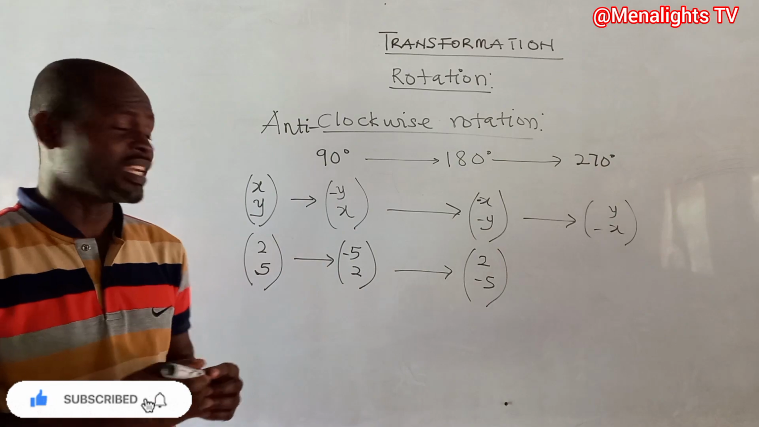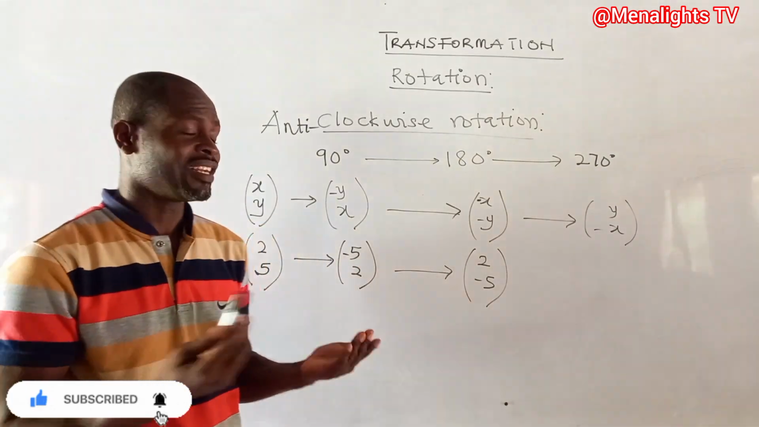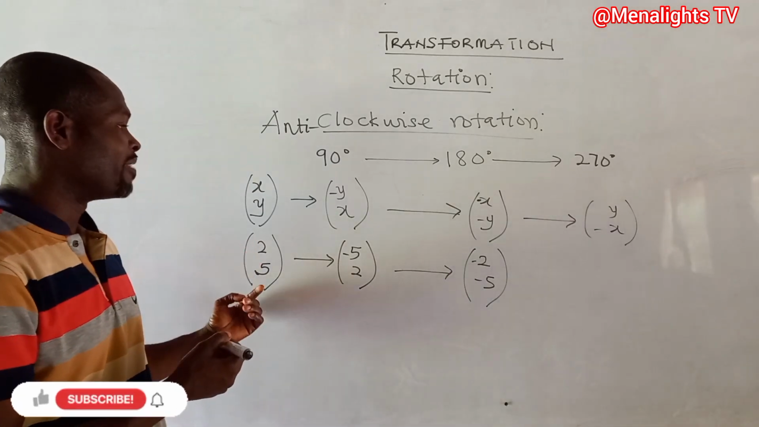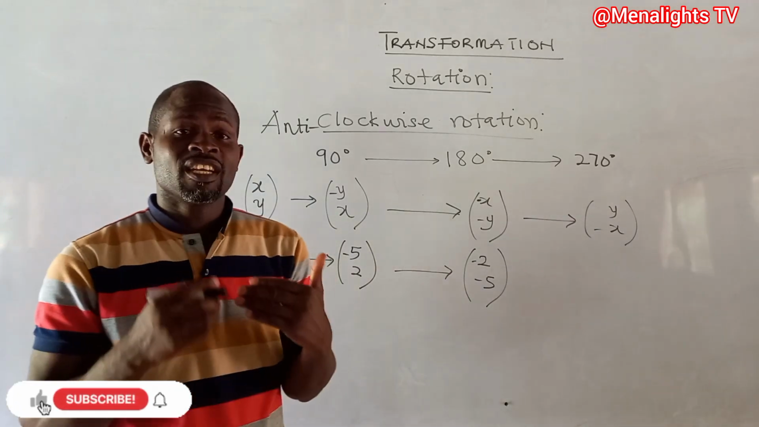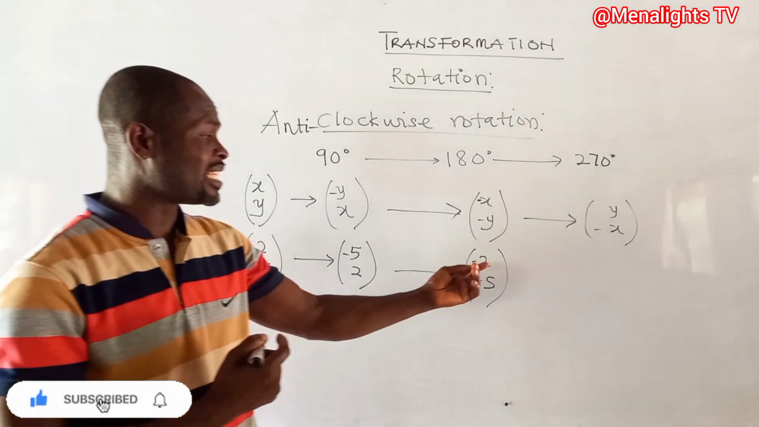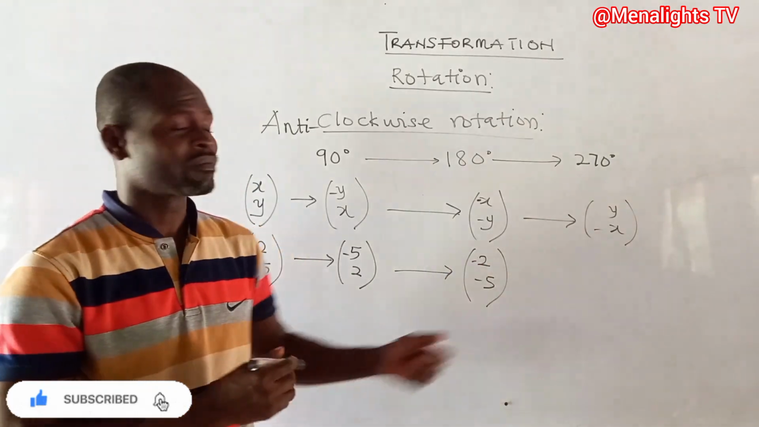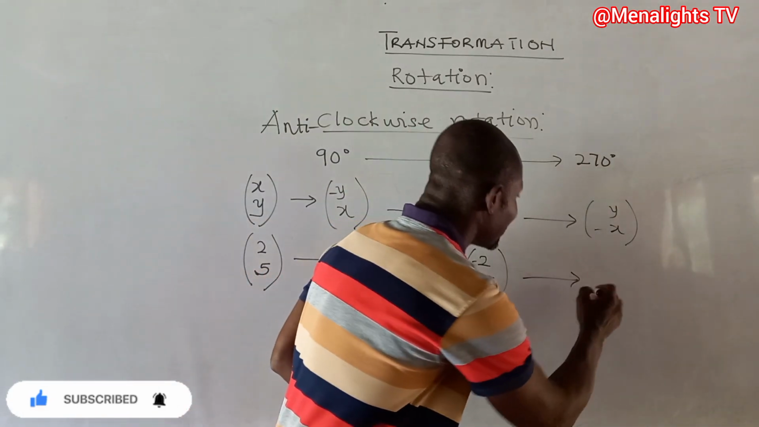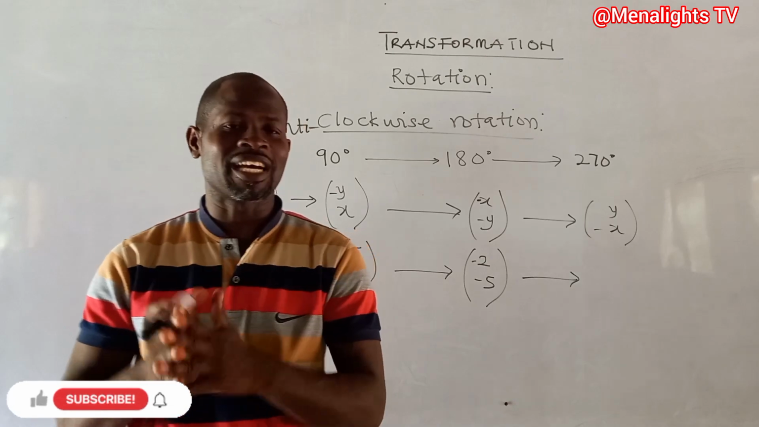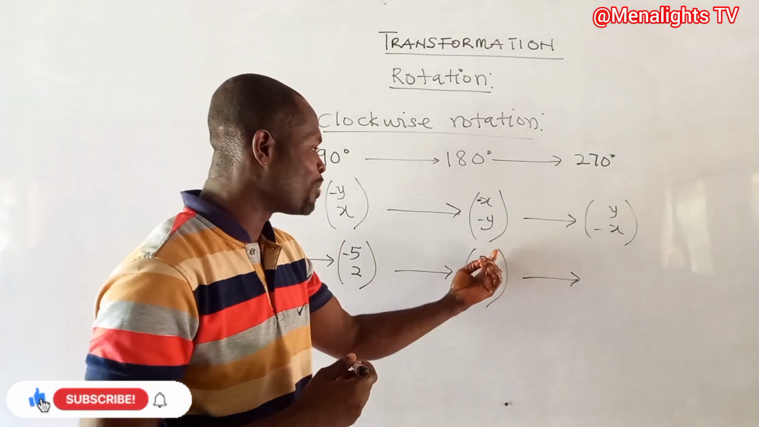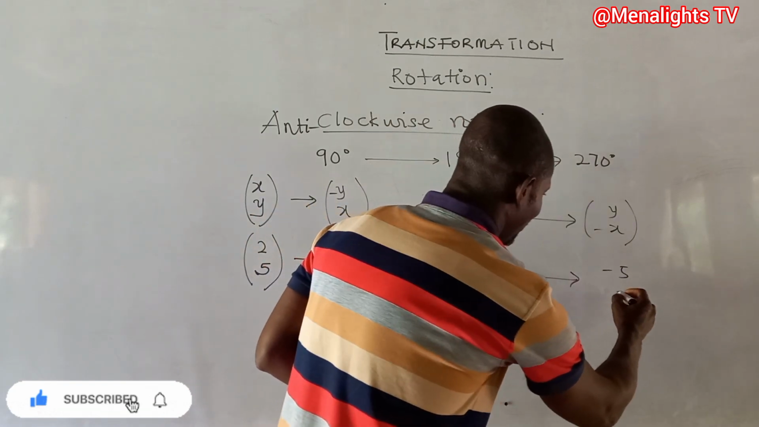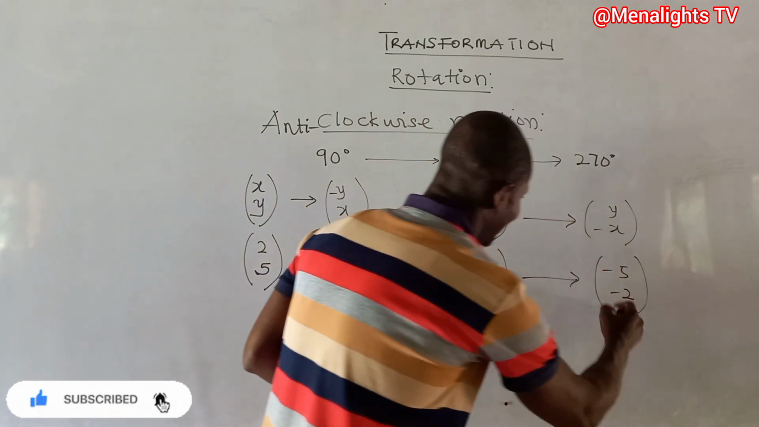So from here what we have is, negate the first number, and the first number here is 2. So when you have 2 and 5 and you rotate it 180 degrees anti-clockwise, the result that you're going to get is what? -2, -5. Then we move to 270 degrees anti-clockwise. Then you change the position of the 2 as well. Then you have the -5 at the top, and then the -2 at the down as well.